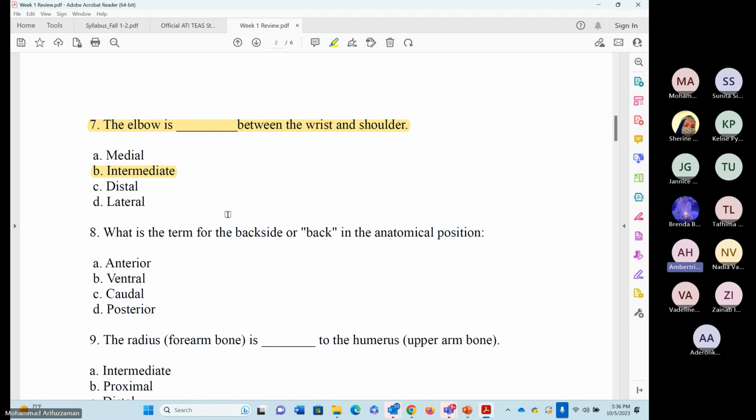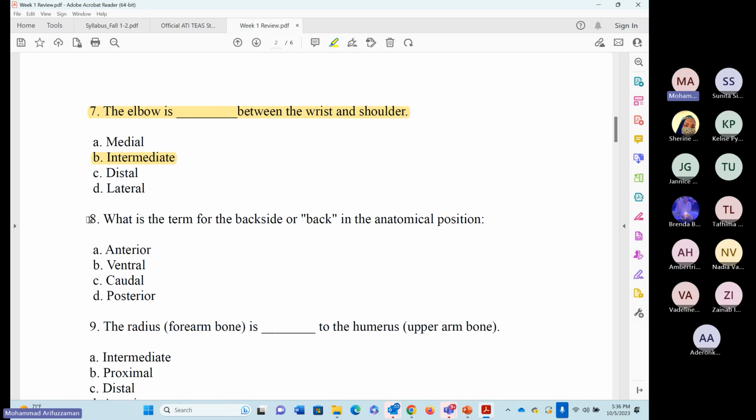Okay. What is the term for the back side in anatomical position? Posterior, because your back is your posterior. Anterior means front. Ventral means front. And caudal means towards the tail. So posterior means the back. Good.